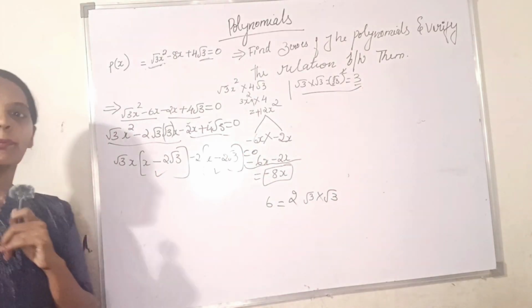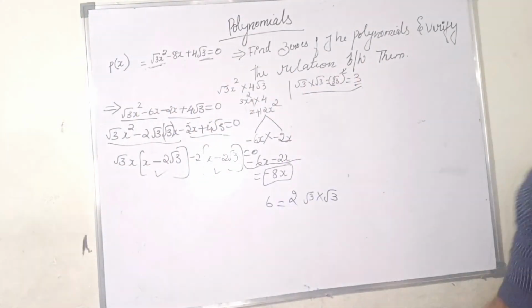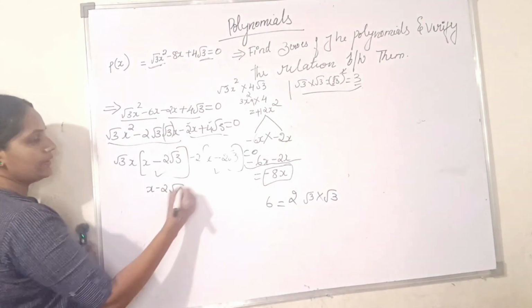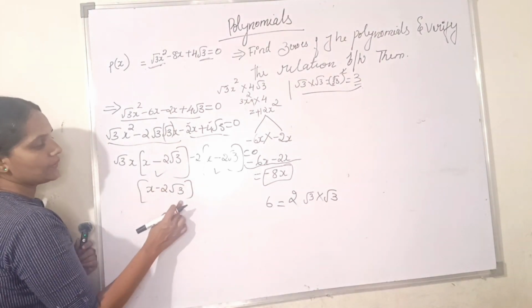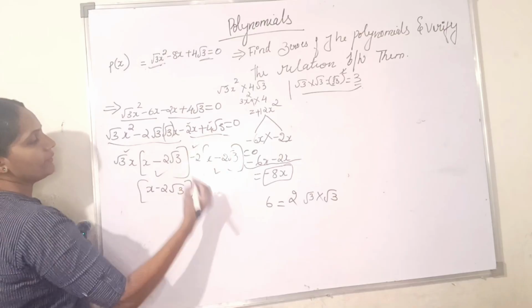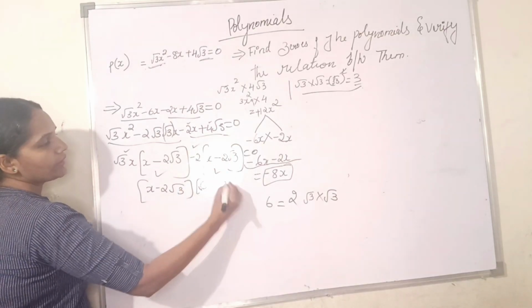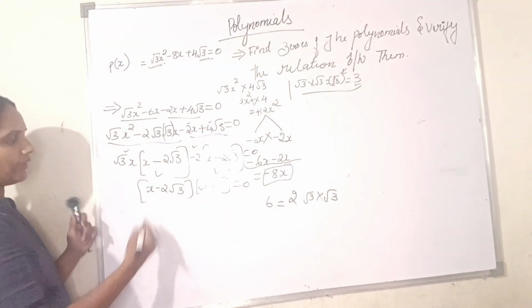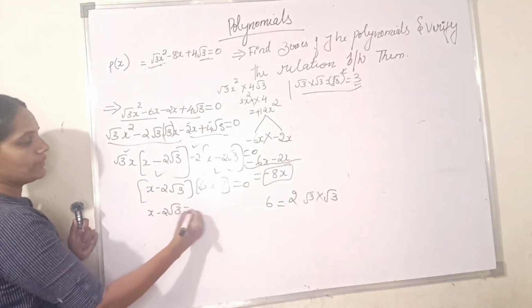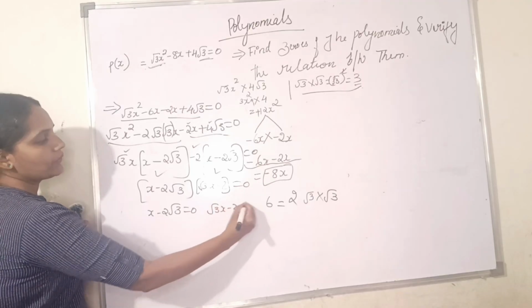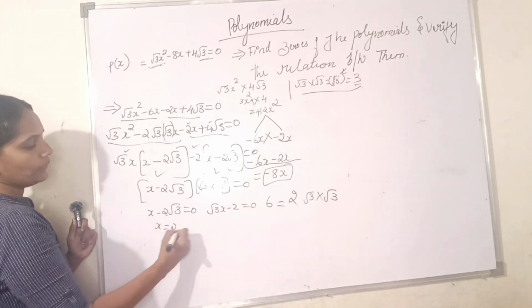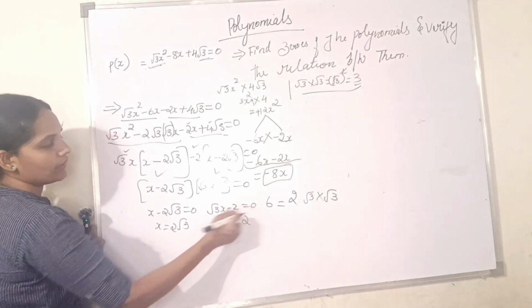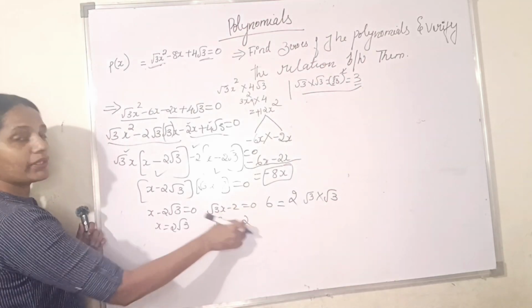This and this are the same. So when both are the same, you have to write one term. That is 2 into x minus 2 root 3. So what is remaining? Root 3x minus 2 equal to 0. Now equate each term to 0 and find out the x value. Now x minus 2 root 3 equal to 0, so x is equal to 2 root 3. Root 3x minus 2 equal to 0, so root 3x is equal to 2, as minus 2 goes from left to right, it becomes plus.